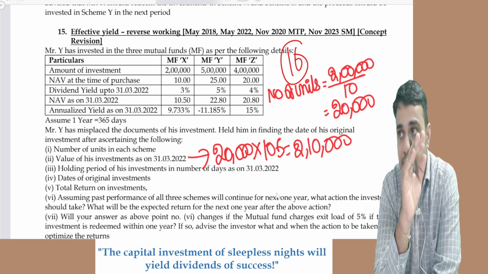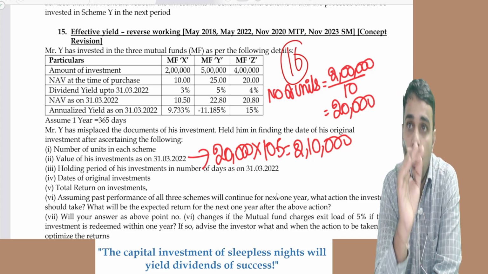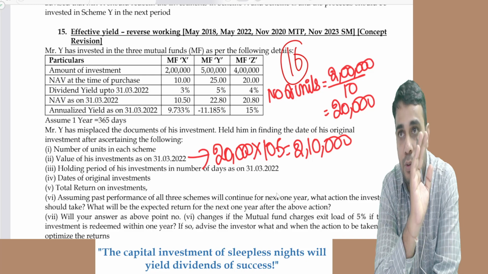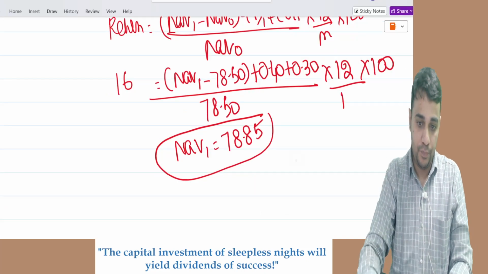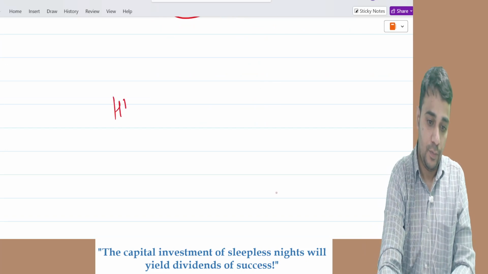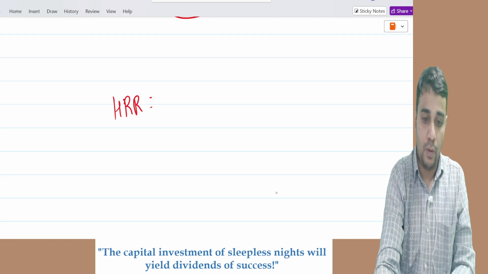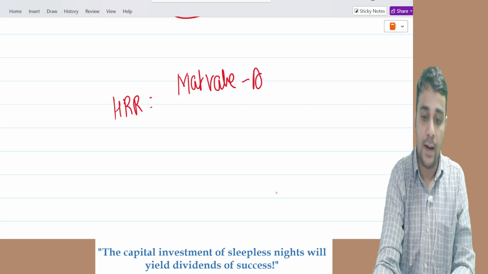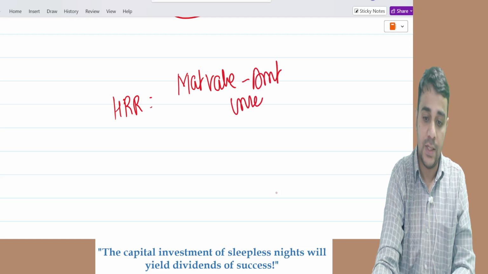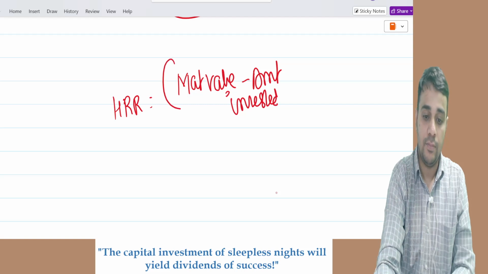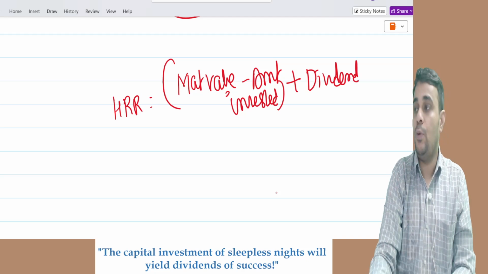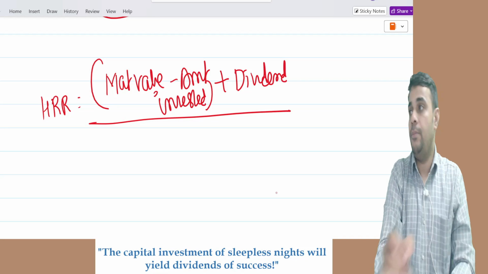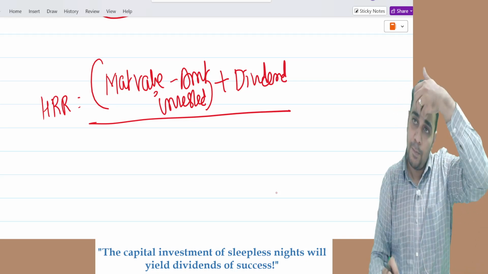9.733 is annualized return. Let's get the holding period return. For holding period return, no need to do 12 by M. Holding period return is equal to maturity value minus amount invested, this is the capital gain, plus dividend. Technically, what I get back minus what I give. Maturity value minus amount invested plus dividend.